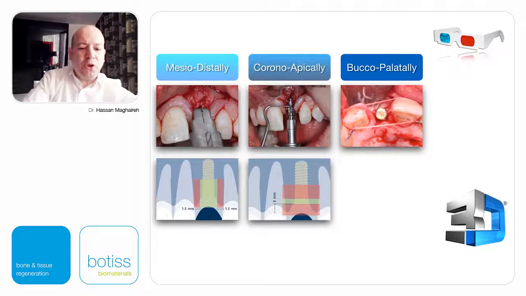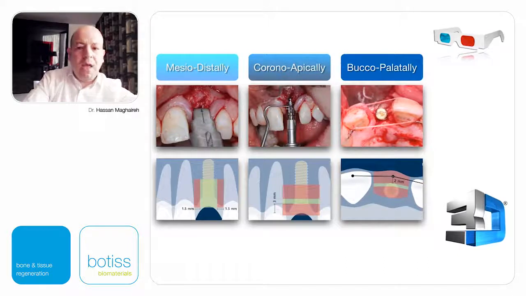Now, when it comes to coronoapically, we know the biological width in implant dentistry is about 3 to 4 millimeters, depending on so many other factors. That's why your dental implant needs to be placed 3 millimeter on average from the gingival line or the gingival margin of your future implant crown. And as we mentioned earlier, buccopalatally, your dental implant has to be around 2 millimeter away from the future labial line of your future implant tooth.